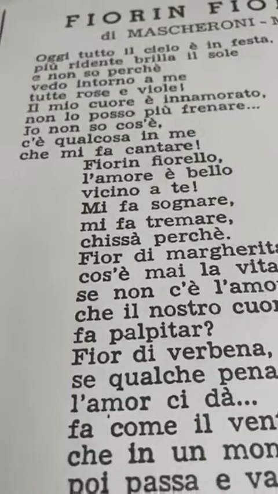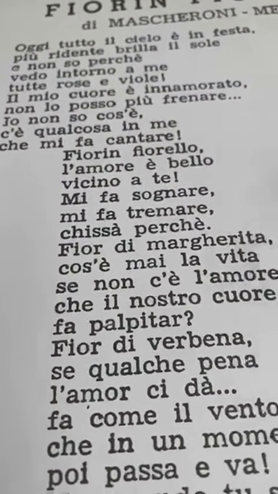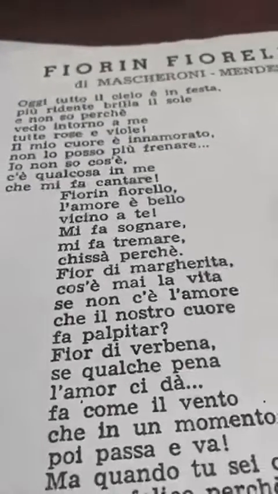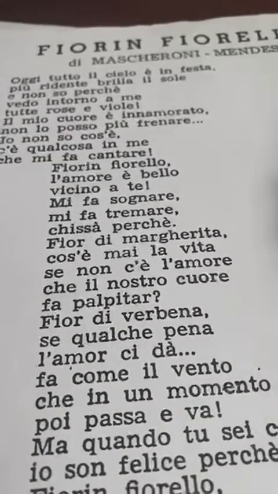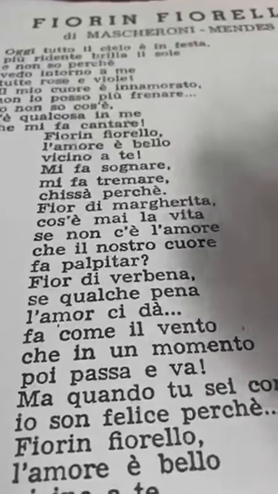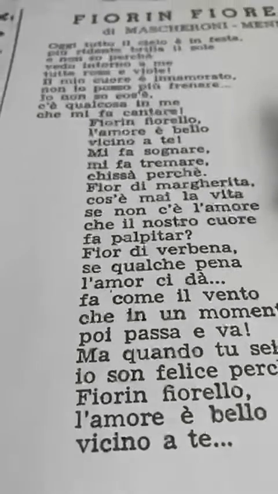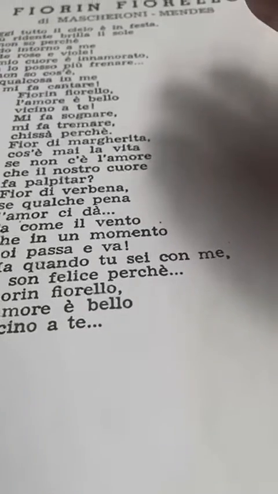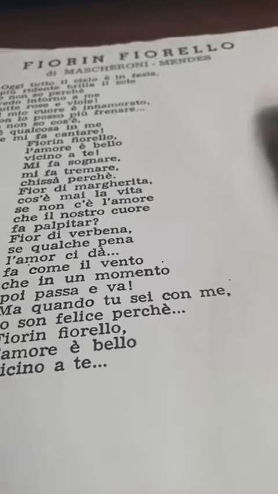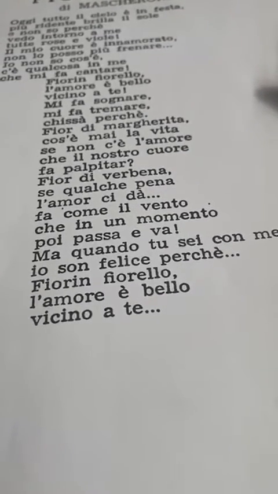Oggi tutto il cielo è in festa, più ridente brilla il sole e non so perché vedo intorno a me tutte rose e viole. Il mio cuore è innamorato, non lo posso più frenare. Io non so cos'è, c'è qualcosa in me che mi fa cantare. Fiorin fiorello, l'amore è bello vicino a te, mi fa sognare, mi fa tremare, chissà perché. Fior di margherita, cos'è mai la vita, se non c'è l'amore che il nostro cuore fa palpitar. Fior di verbena, se qualche pena l'amor ci dà, fa come il vento che in un momento poi passa e va. Ma quando tu sei con me, io son felice perché fiorin fiorello, l'amore è bello vicino a te.